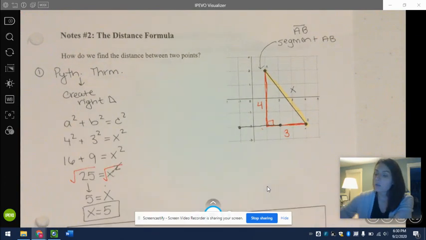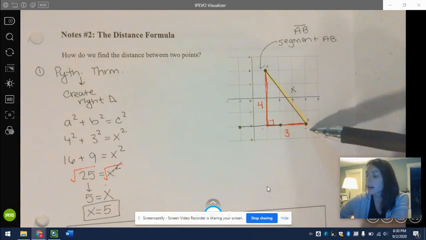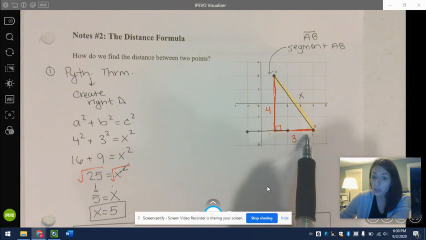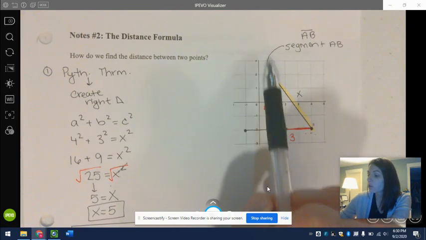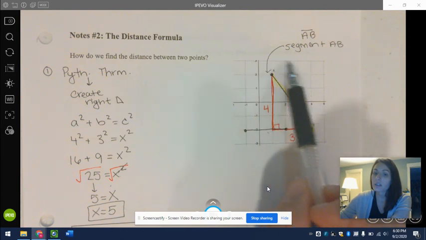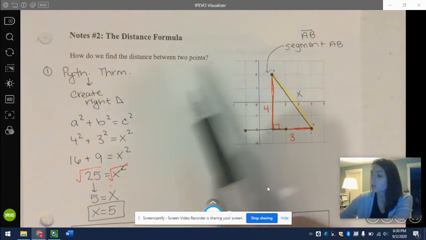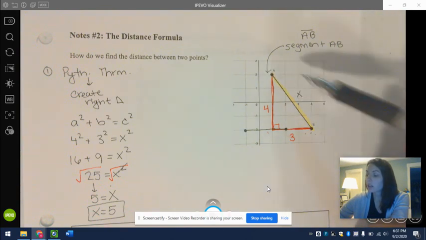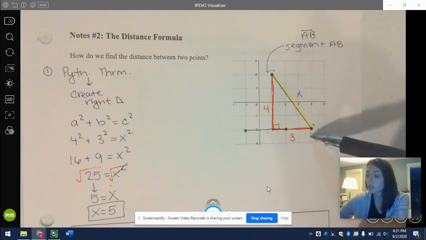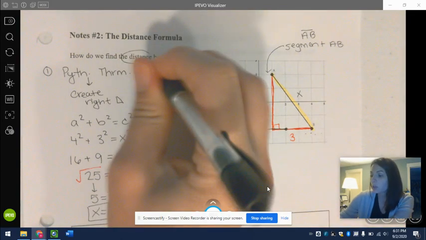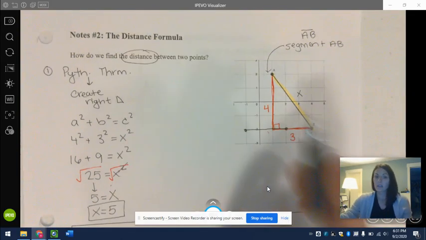That means that from A to B is 5 units long. So it would be the same distance if I were to take a ruler and measure that as it would be to go 5 units along the graph if I were to draw something in horizontally 5 units long. So my legs were 3 and 4 and my hypotenuse was 5, or the length of AB is 5, or the distance from A to B is 5.